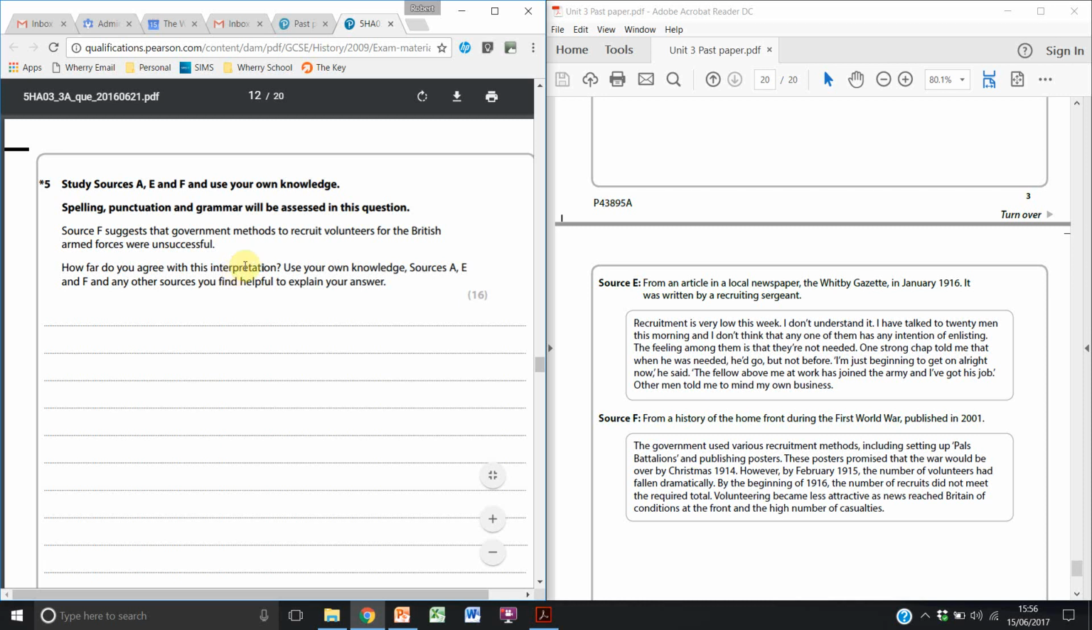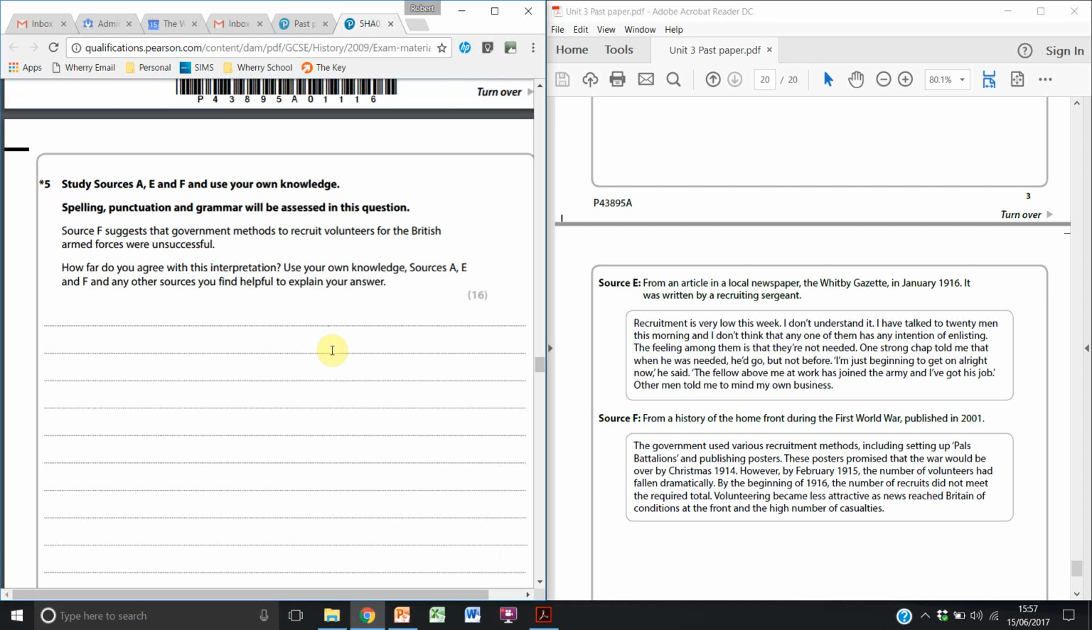Use your own knowledge, sources A, E and F, and any other sources you may find helpful to explain your answer. Now this little instruction here is a bit misleading. Use any other sources to help. If you really want to use some of the other sources in the paper to help you answer the question, you can do. But personally, I wouldn't recommend it, because you don't get any extra marks if you do use other sources, and you also won't be penalised or punished if you don't use any other sources. So personally, I would just use the sources that they've given you.